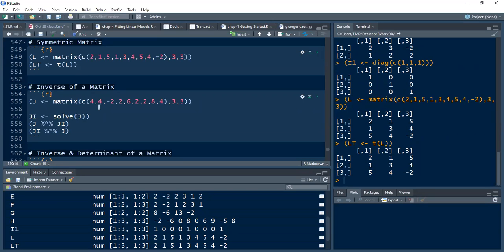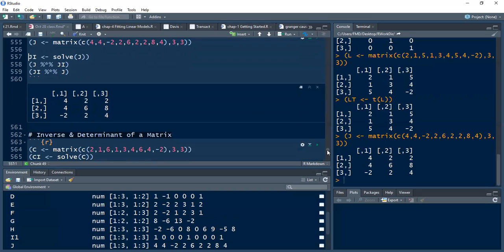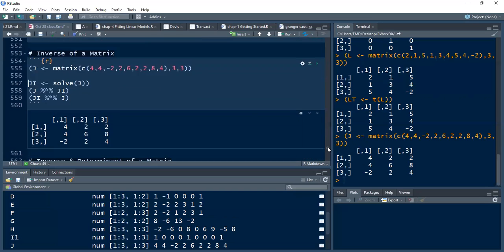Okay, now let's first generate matrix J. There are 9 elements here. It's a 3 by 3 matrix. So elements will be inputted by columns. So you expect here to be 4, 4, negative 2, 2, 6, 2, and 2, 8, 4. That's how we expect our matrix to appear. Okay, so this is it: 4, 4, negative 2, 2, 6, 2, 2, 8, 4. Because the elements of the matrix were inputted via columns. All right, so let's get the, okay, here.